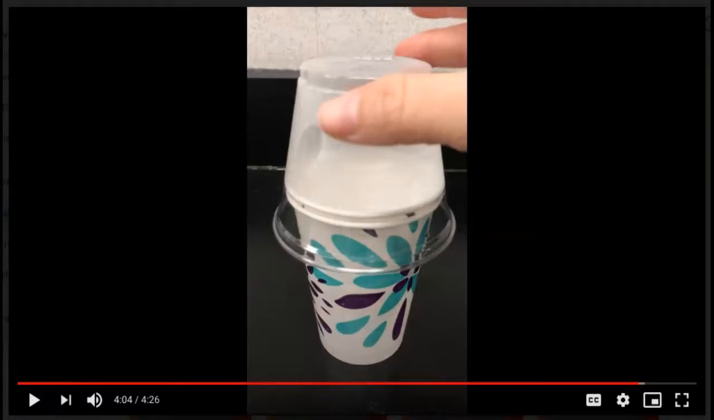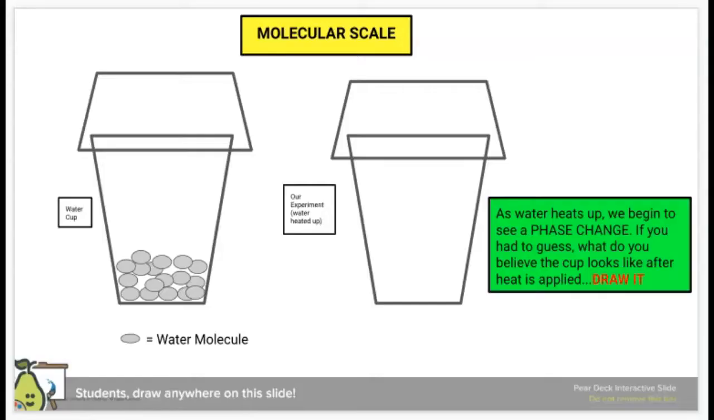So that makes me wonder, what conditions have to be met before that methane lake evaporates on the surface of the moon? So the last thing that we did was I had students actually draw where they thought the water molecules ended up after the experiment was done.